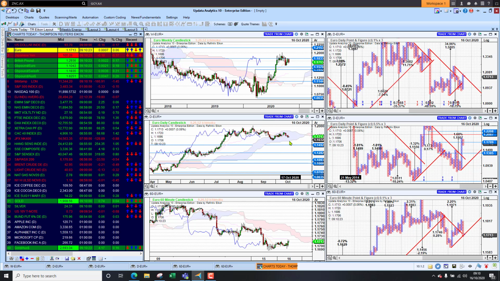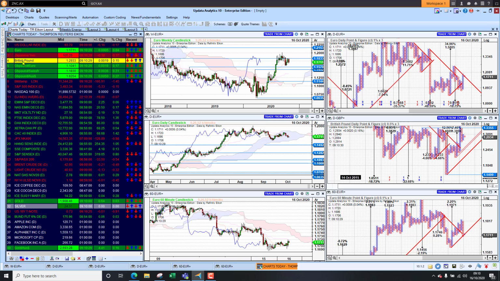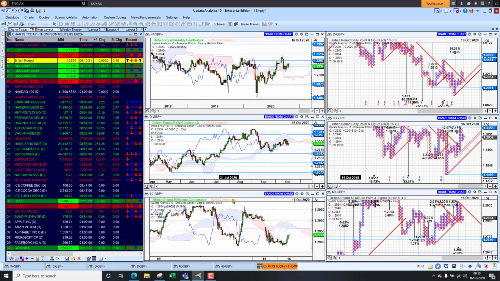So these are the clouds, of course. We're bearish below the cloud, bullish above the cloud. It's really that simple. Looking at sterling, we're back below the 130 mark. Brexit concerns starting to weigh a little bit, and of course renewed lockdowns in Europe from coronavirus is having a bit of an impact as well.